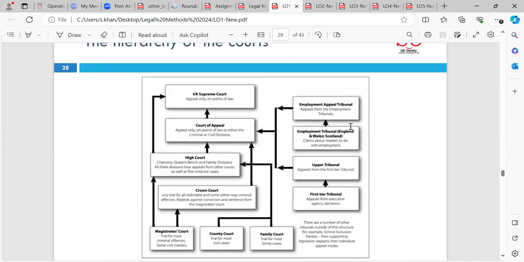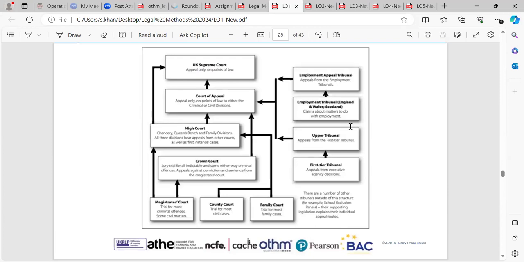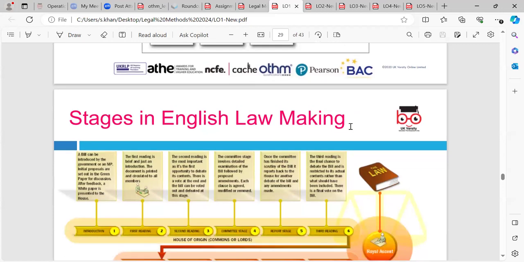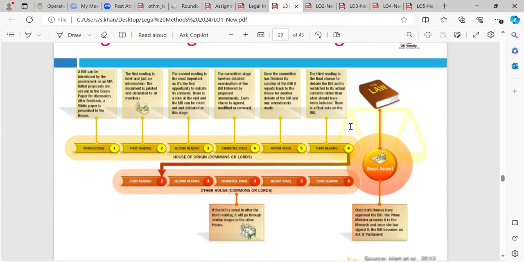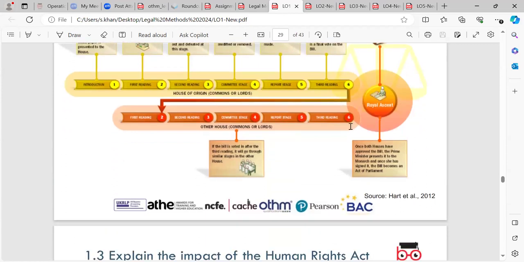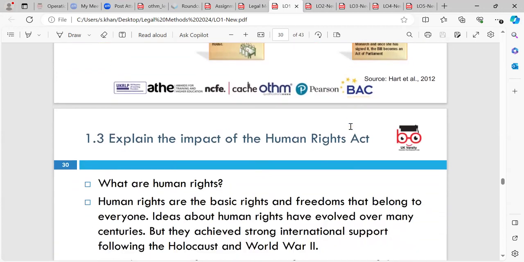We briefly looked at the hierarchy of the courts, which was the UK Supreme Court, Court of Appeal, High Court, Crown Court, Magistrates, County Court, Family Court, and then the Tribunals. So you have the Employment Tribunal, the Upper Tribunal, and the First-tier Tribunal. We then looked at the stages in English law before a bill becomes law, the stages in the House of Lords and House of Commons. You have the introduction, first stage, second stage, committee stage, report stage, and third reading, and then the royal assent, which is up to the King to sign off the bill to make sure that it becomes law.